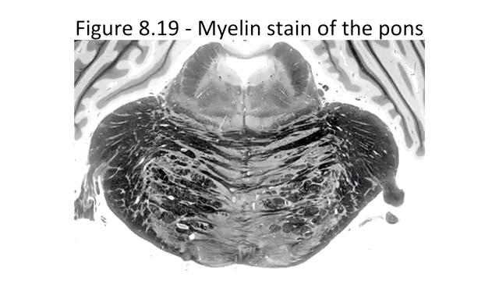For your reference, this is a myelin stain of an actual microscopic cross-section of the pons. You can clearly see the transverse pontine fibers right here.